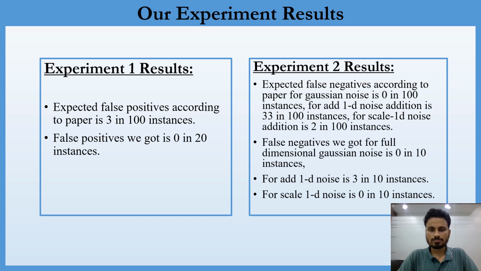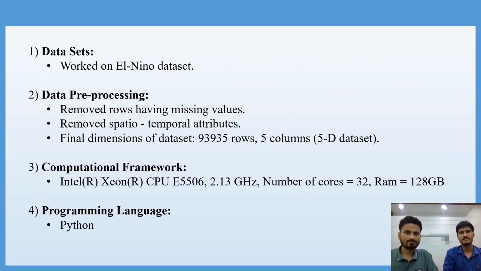Now what we have got as false negatives for full dimensional Gaussian noise is 0 in 10 instances, which is 0%, which is exactly matching. For 1D noise, it is 3 in 10 instances, which is 33%. It is also matching. For scale 1D noise, it is 0 in 10 instances. This is also nearly matching. So our overall results are nearly matching. So these are the data and system specification which we have used in our project.